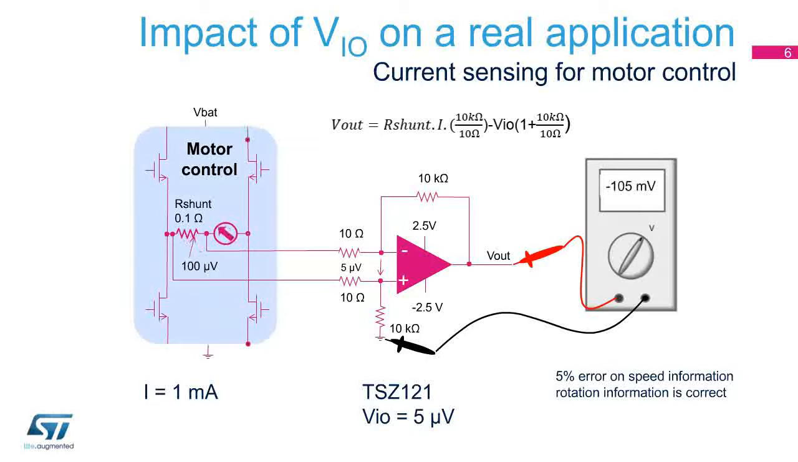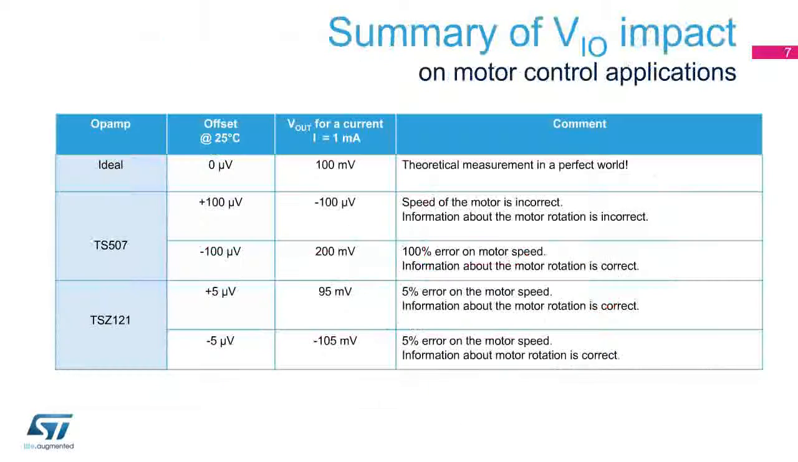If the motor rotation direction is changed, the theoretical output value considering an ideal op-amp will be minus 100 millivolts. We can see by using the TSZ121 that even in a reverse rotation, the measurement remains valid with only 5% error on the output. An op-amp's VIO can be either positive or negative.